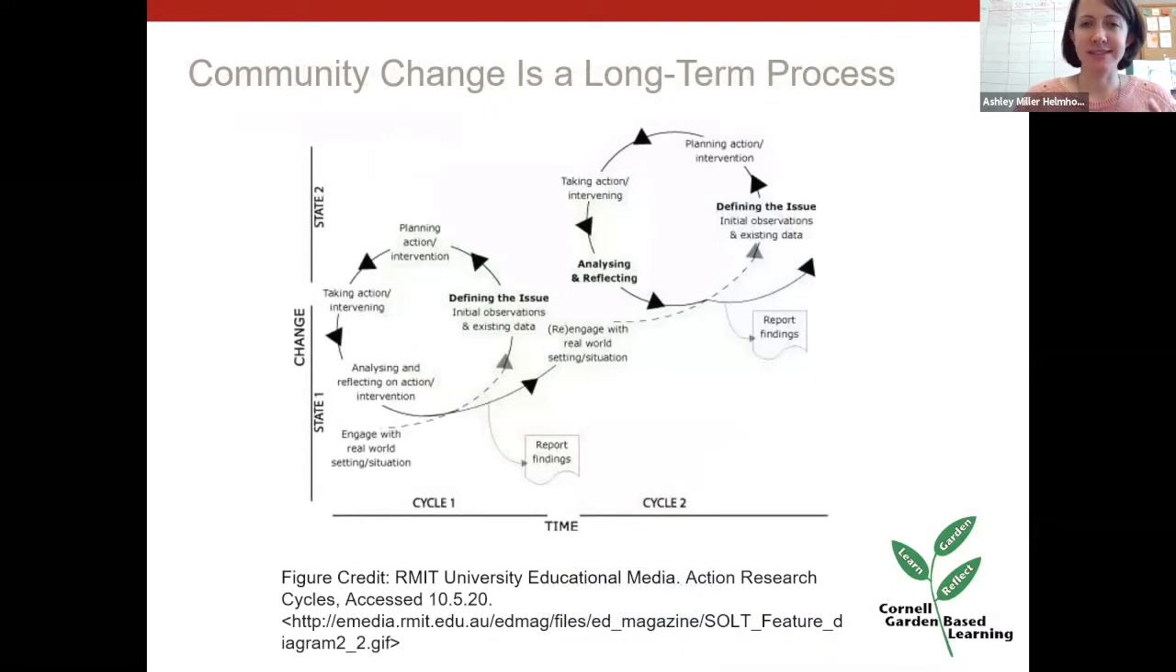I really like this diagram because I think it helps to show how community change using this process is really a long-term process, right? So it's not a one and done kind of situation. Really, this process starts with a community inventory of issues and strengths, right?